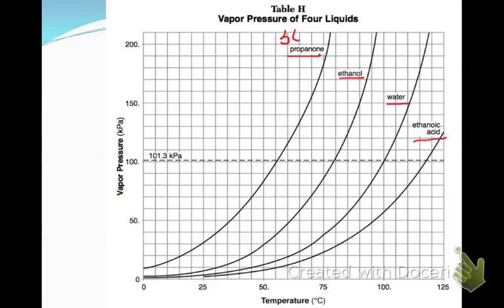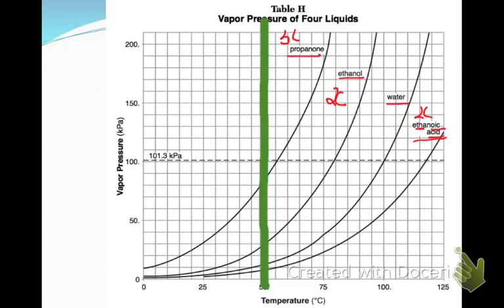For ethanol, eth means that there's 2 carbons. And the OL tells you that there's an alcohol group, so an OH group to it. We know what water is. Ethanoic acid, so eth tells you that there's 2 carbons, and the oic acid also tells you that it's an organic acid. So we'll look at the graph here. If I take any one of these at, say, 50 degrees Celsius, I'm going to actually draw a line at 50 degrees Celsius.